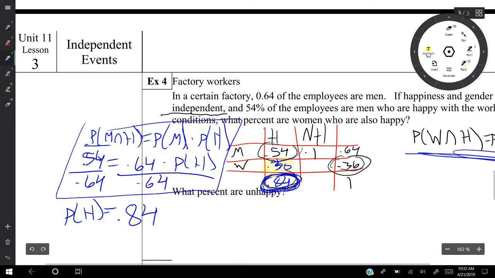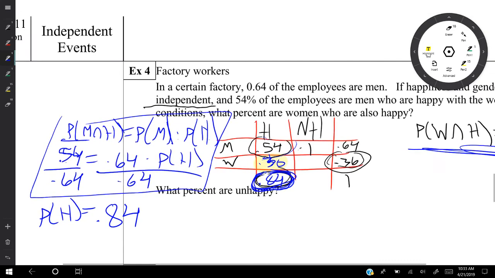Probability of male and happy is equal to probability of male times the probability of happy. So 0.64 times happy, divide away the 0.64, and you're left with happy. So what percent are unhappy? Well, this amount here, which is 0.16, 16%.